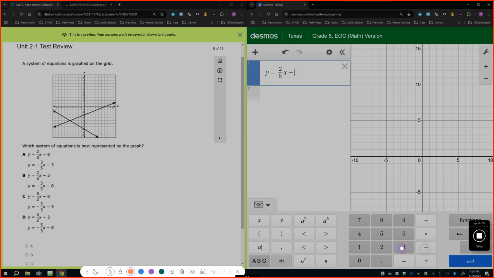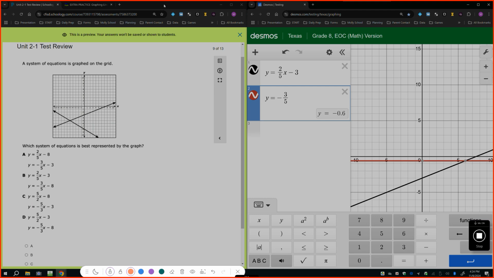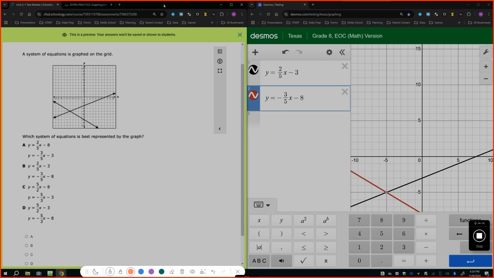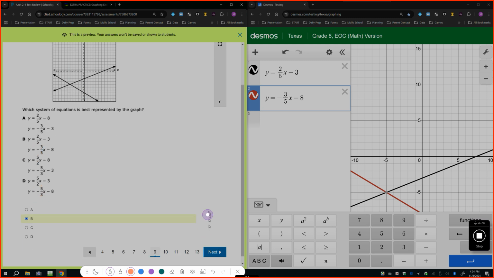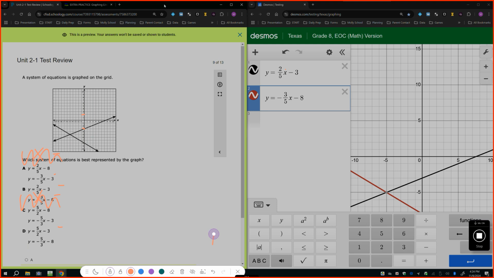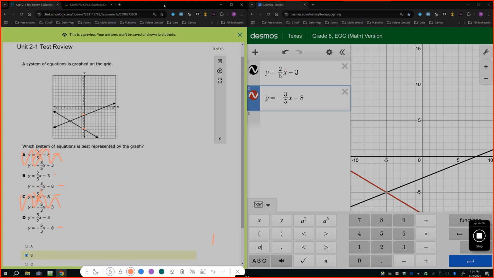Okay, so now I'm going to put the 2/5 x, what is it, -3? And then I'm going to put y equals -3/5 x -8. Okay, and that crosses at -5, -5, which is where this one crosses. So I'm feeling pretty good about that one. I'm feeling pretty good about B, but I'm going to check the last one. My last answer choice, I don't even know at this point, because I must have scrolled. I think it was answer choice D? So let's try that one. I'm pretty sure that's not it, but let's check.